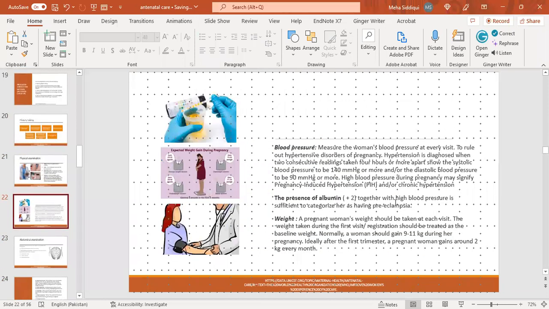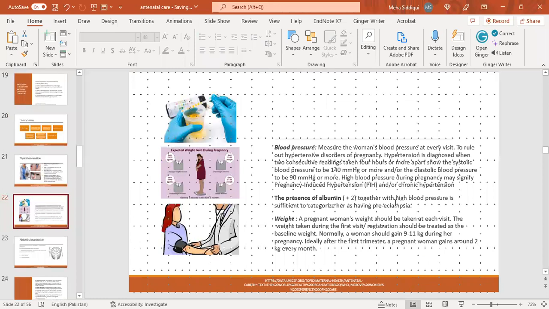Blood pressure. Measure the woman's BP at every visit to rule out hypertensive disorders of pregnancy. Hypertension is diagnosed when 2 consecutive readings taken 4 hours or more apart show the systolic blood pressure to be 140 mmHg or more and a diastolic BP to be 90 mmHg or more. High BP during pregnancy may signify pregnancy-induced hypertension or chronic hypertension, and the presence of albumin, that is +2 or more, together with high BP is sufficient to categorize her as having preeclampsia.